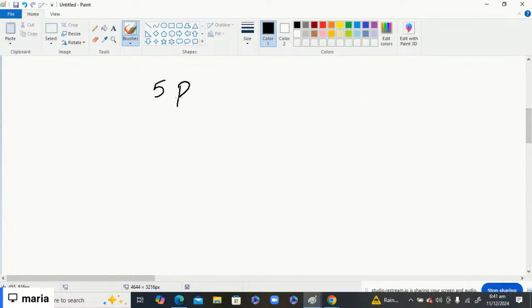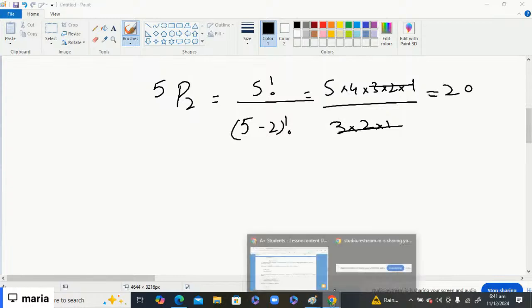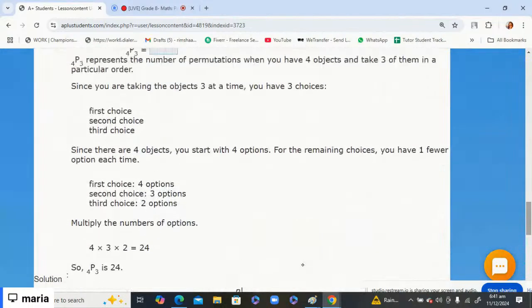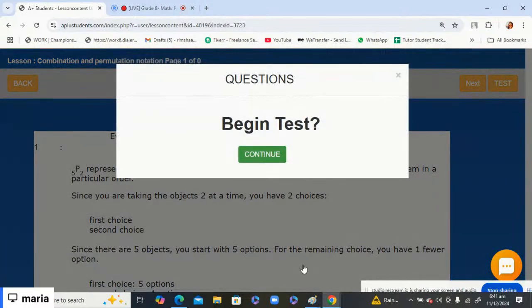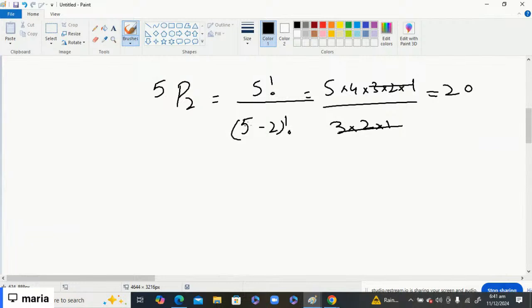Now 5P2, 5 factorial over 5 minus 2 factorial. 5, 4, 3, 2, and 1. This is 3 factorial from the start, okay? 5 minus 2 is 3, and then 3 factorial, I'm putting it here. 5 times 4 is 20. So that's it, you have done this kind of question this way. Let's do the test. 5P2, it's 20, okay?